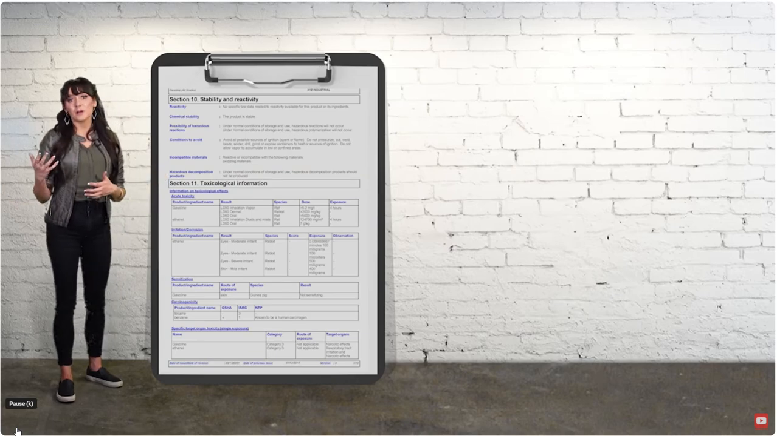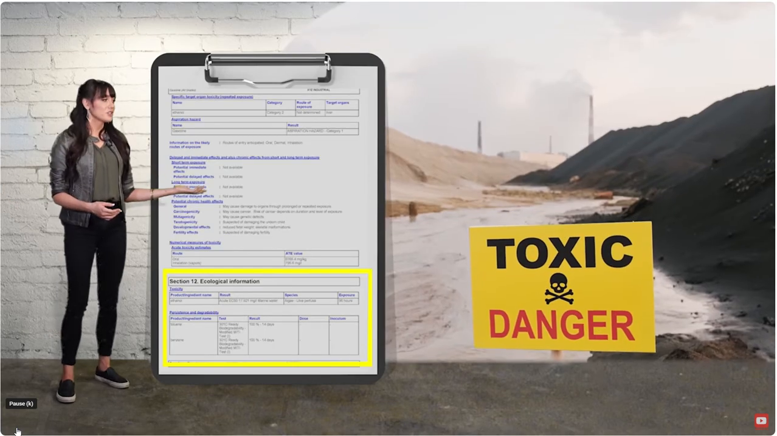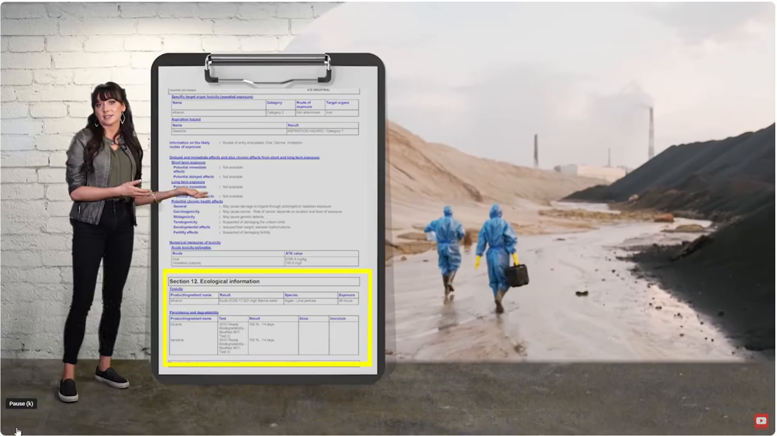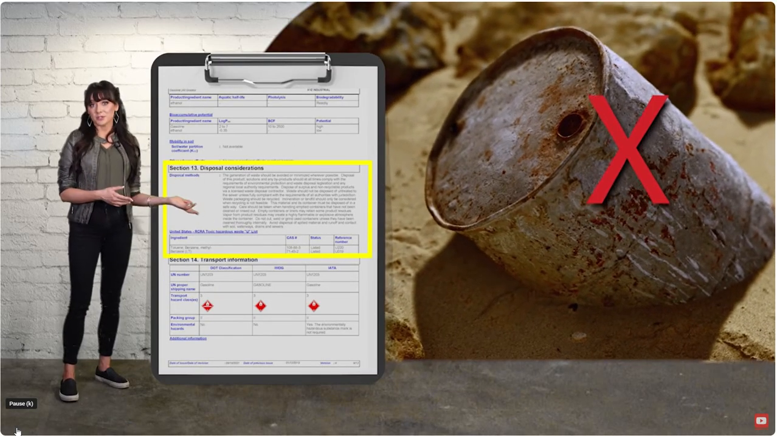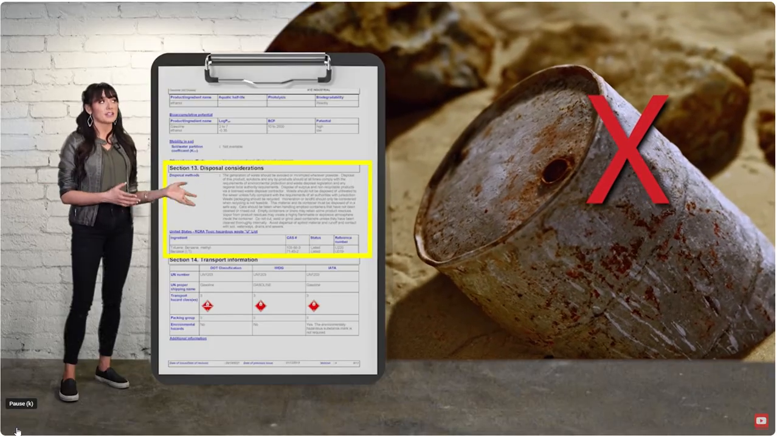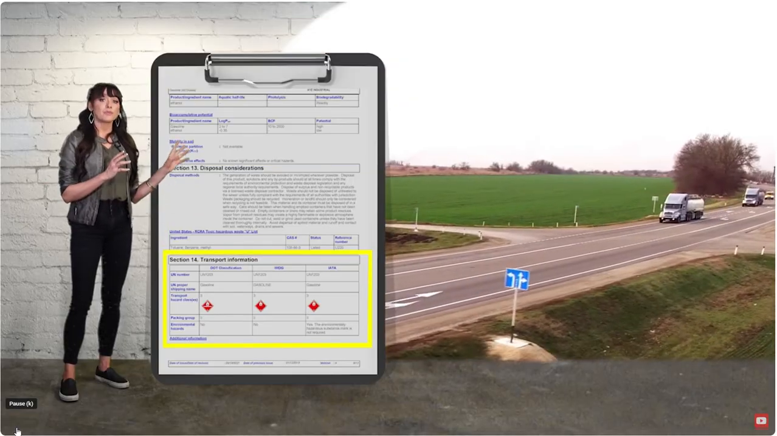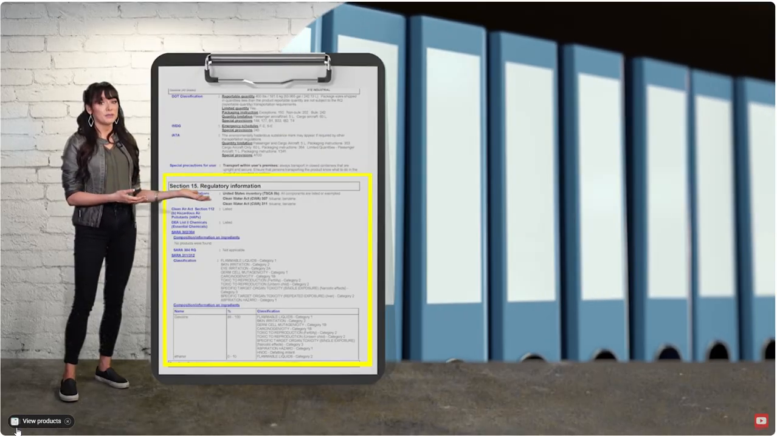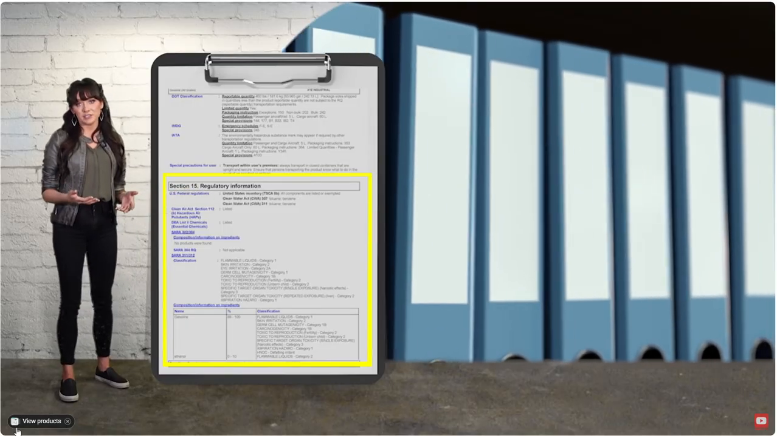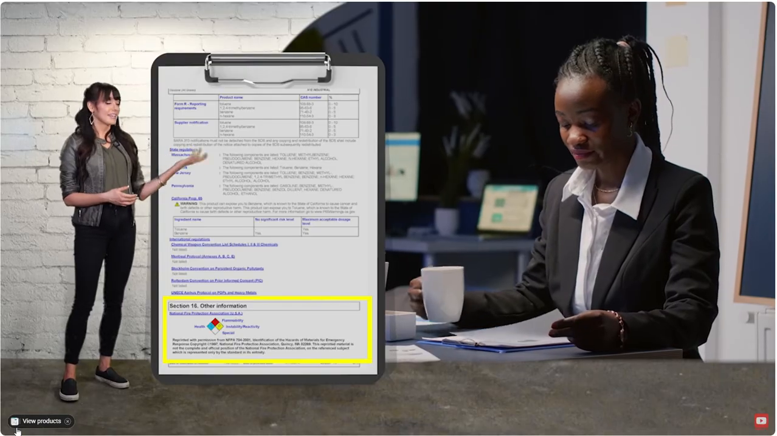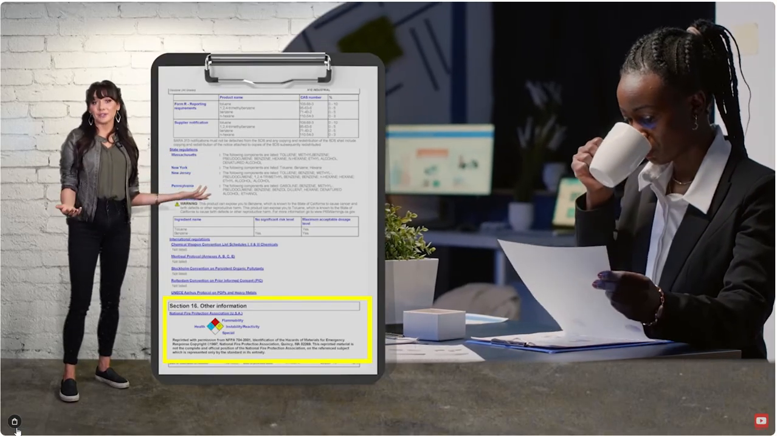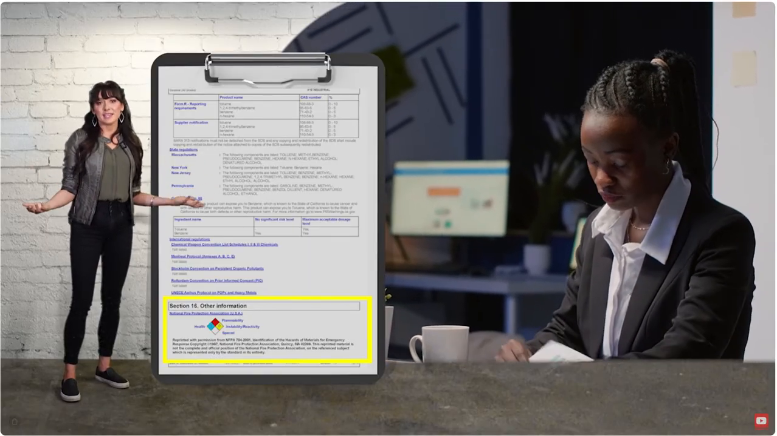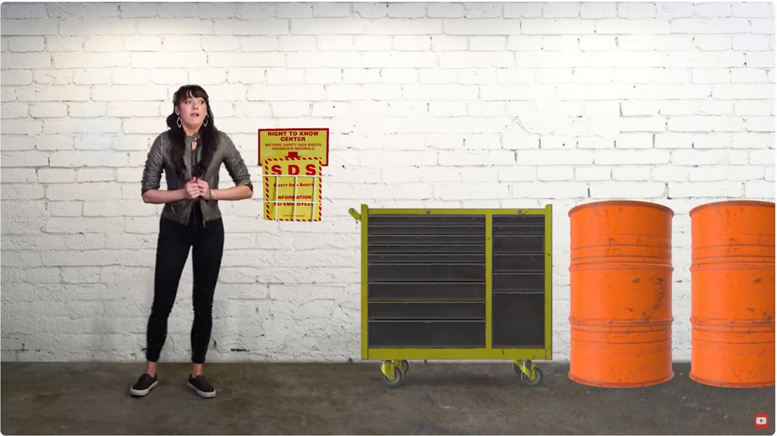Now, after that, the next 4 are really pretty straightforward. Section 12 is Ecological Information and talks about any ecological hazards you may need to consider. Section 13 is Disposal Considerations and outlines the proper way to dispose of the chemical. Section 14 is Transportation Information. Section 15 is Regulatory Information and will tell you about any relevant regulations to the substance. And Section 16 is just any additional information the manufacturer chooses to include. This could include something like the date of preparation or the batch number.